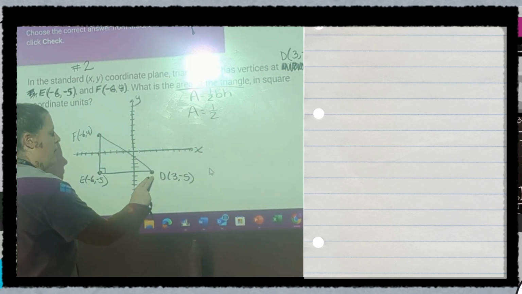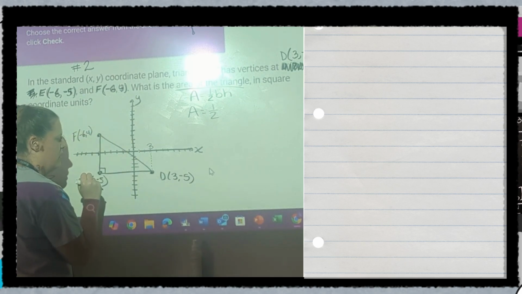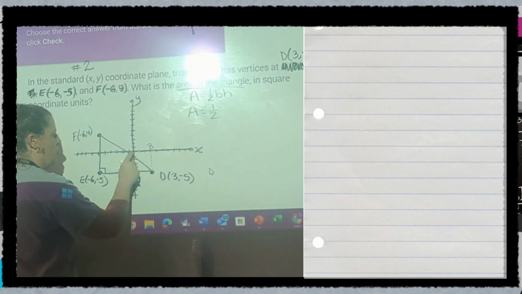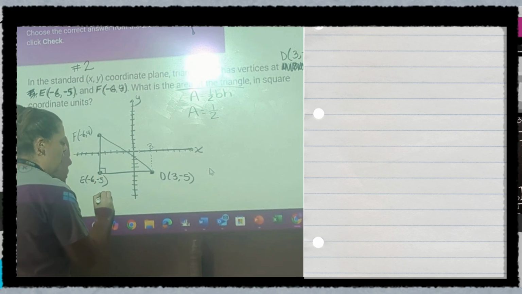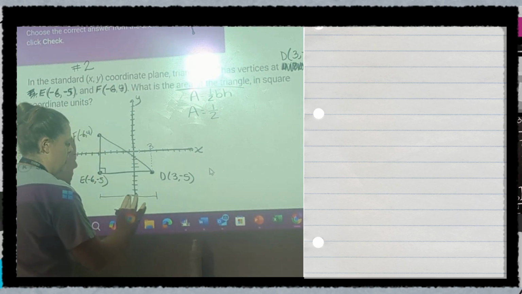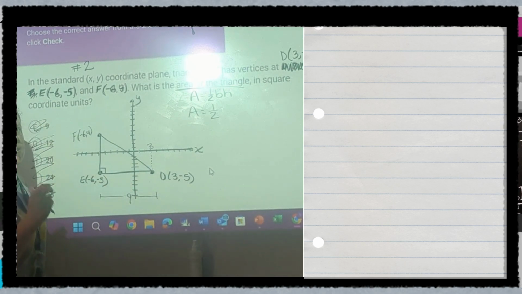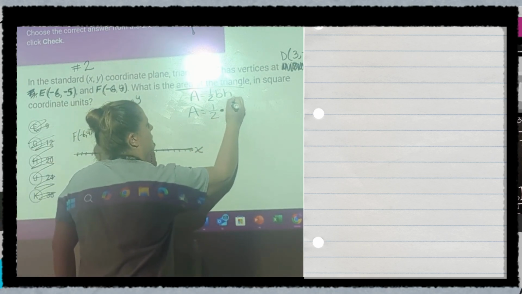So on the base, just to double show, we're at 3. I'm going to count this way: 1, 2, 3, 4, 5, 6, 7, 8, 9. Brings us here. So the total length of our base counting is 9. I can put my 9 in.